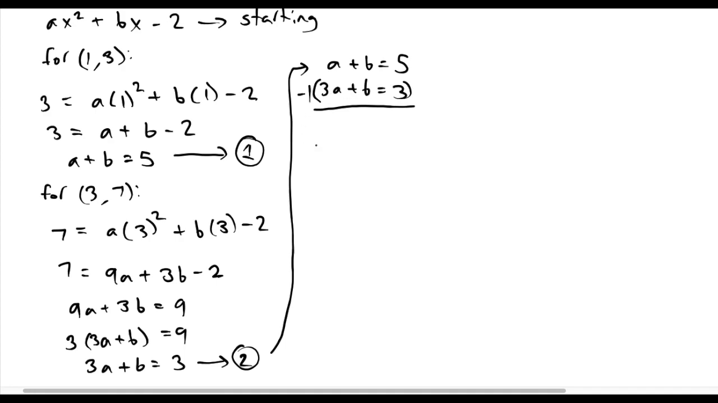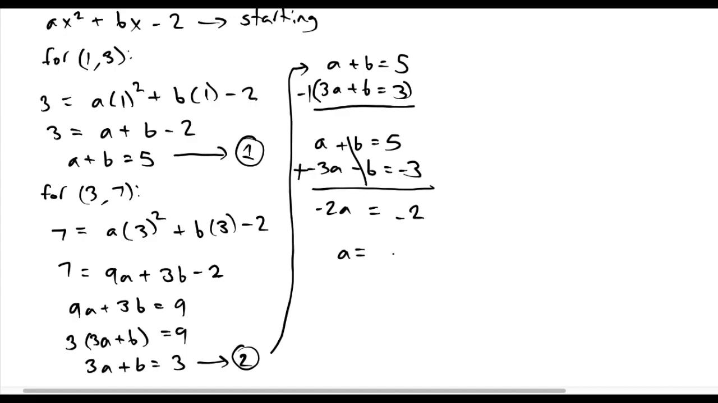So what is the new equation that's formed? a plus b is equal to 5, and -3a minus b is equal to -3. So let's add the bottom and top together. We get -2a, b and b cancel, is equal to 2. So we know that a is equal to 1. Sorry, a is equal to -1. So that's our first variable. Now, using this, let's find out what b is equal to.